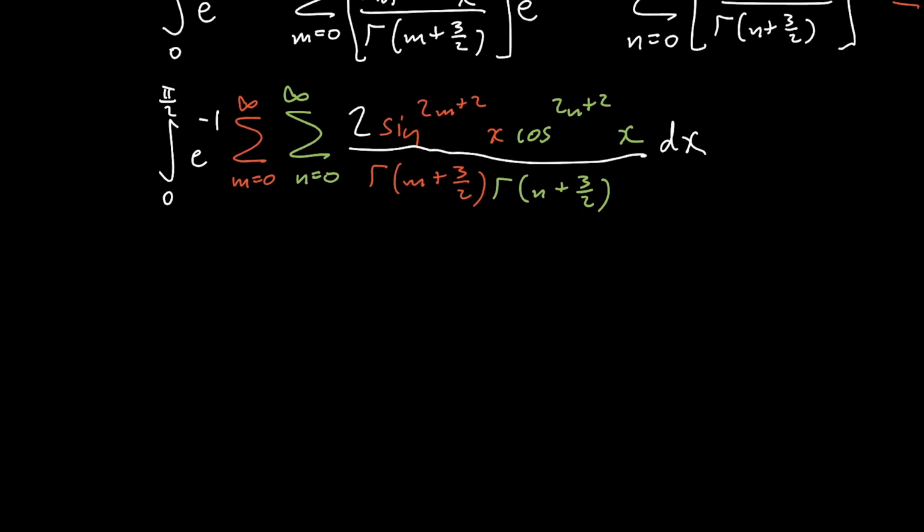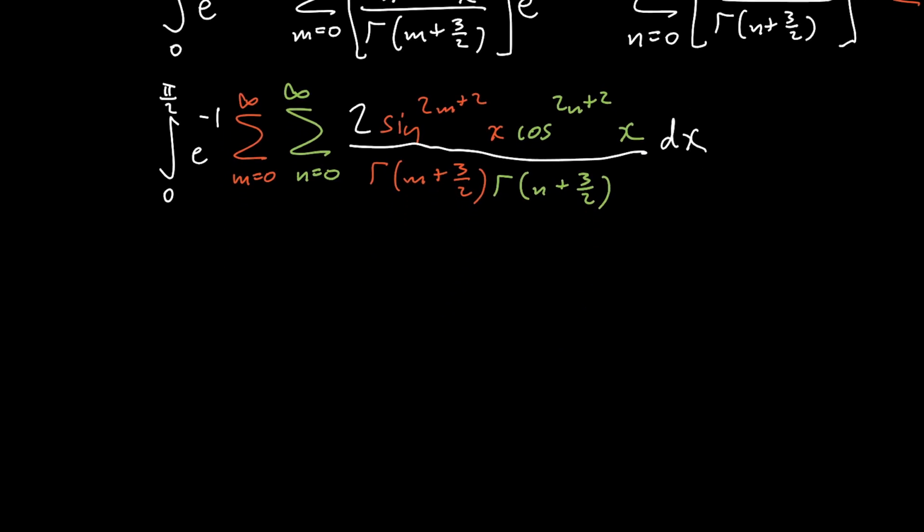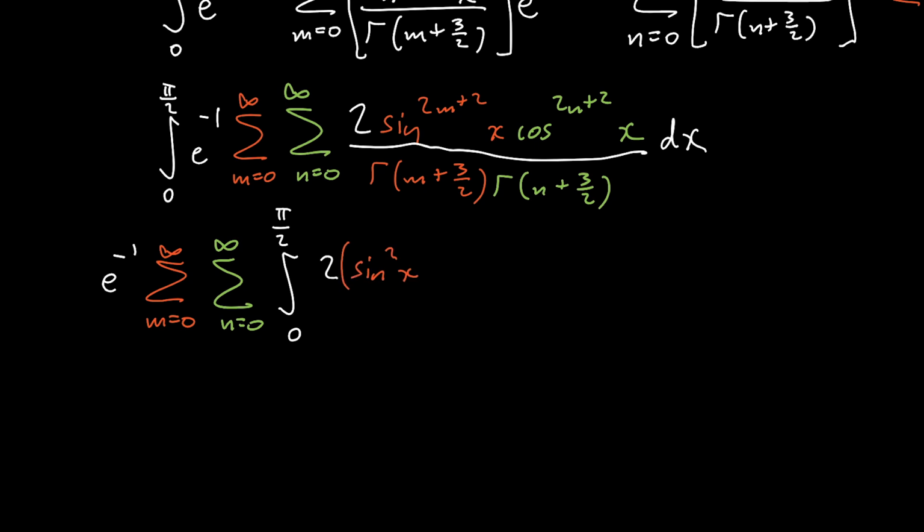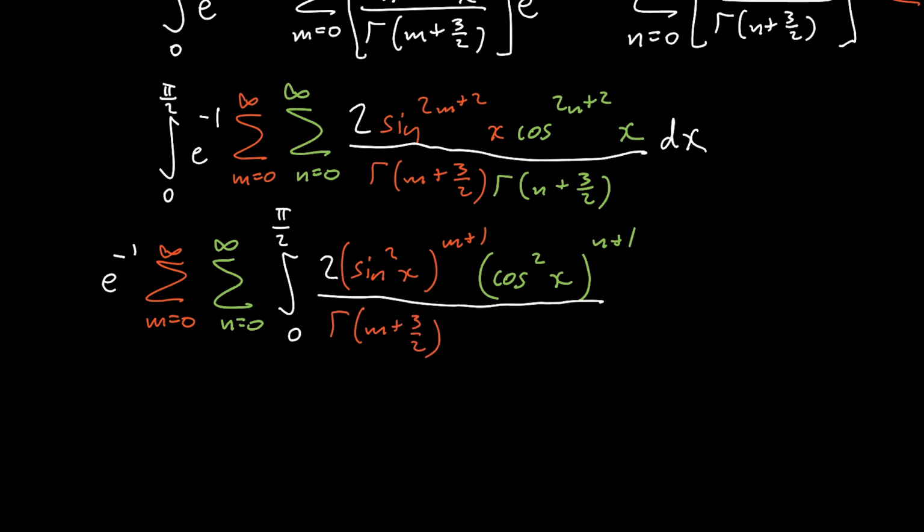So now what we're going to do is swap the integral sign and the summation sign. So we have our two series on the outside, and I'll leave the e to the minus 1 term outside of that as well. Now I've just got the integral between 0 and pi over 2 of 2, and I'm going to write this sin to the 2m plus 2 term as sin squared x to the power of m plus 1. And I'll do the same with the cos term, so we have cos squared x to the power of n plus 1. This is of course over gamma of m plus 3 over 2 and gamma of n plus 3 over 2.